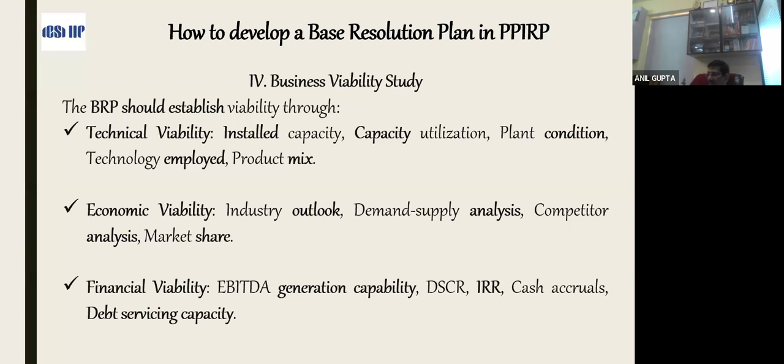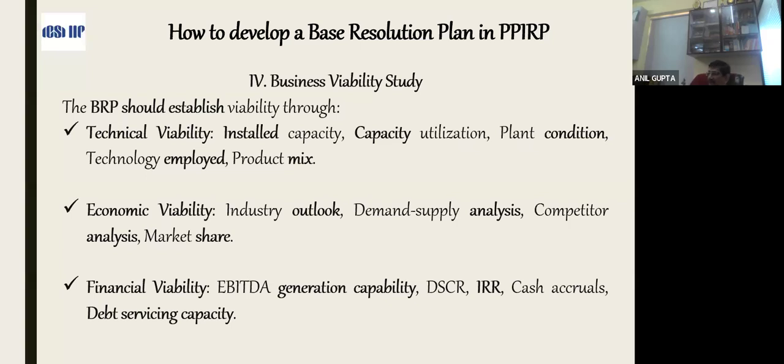And financial viability, through the ratios. One is EBITDA, that is earnings before interest, tax, depreciation and amortization. Before that, how much surplus the company is earning. Does that surplus satisfy the repayment or not? Whether they are able to generate sufficient cash or not.